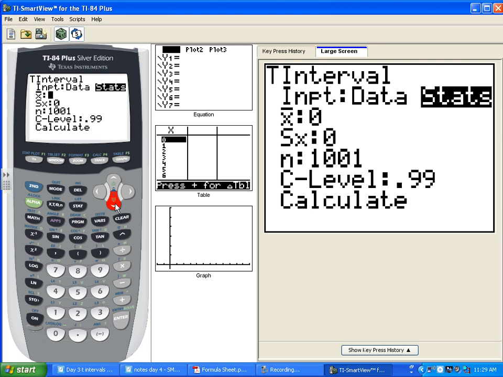In this case, our mean was, I forget what the mean was, 710? Yeah, 710. Standard deviation was 25, and our number of samples was 41. We want the 95% confidence interval.